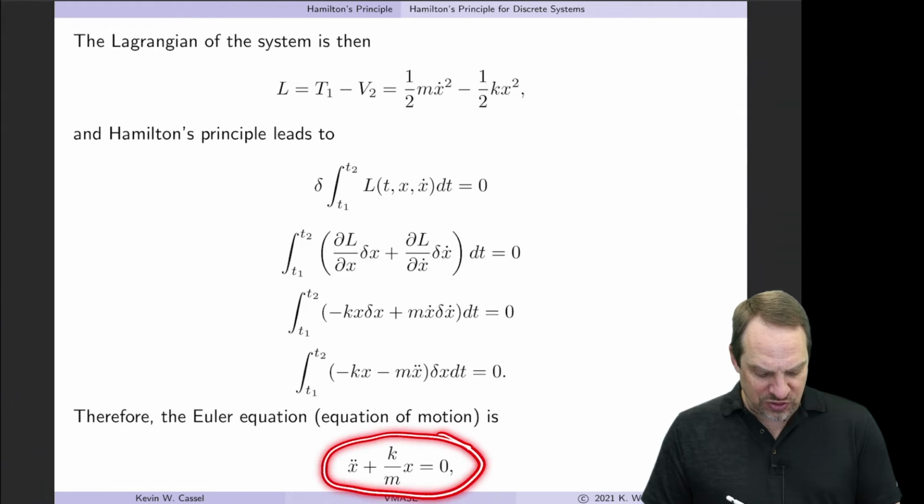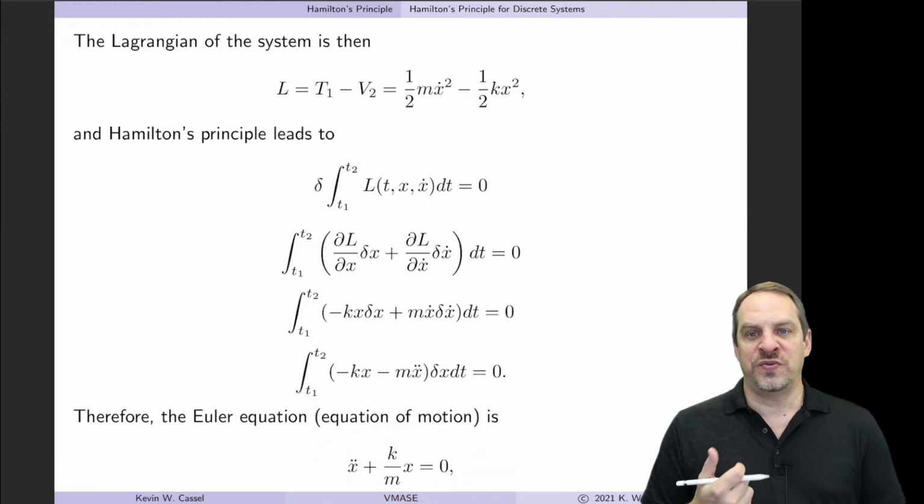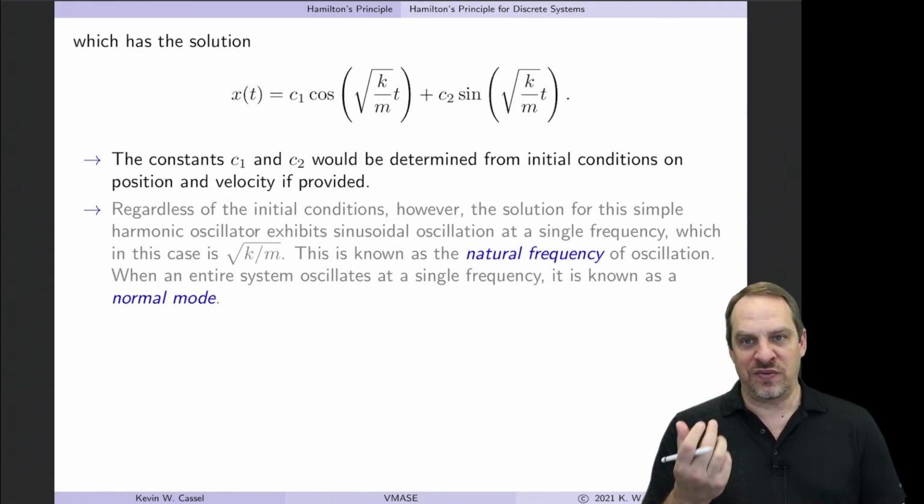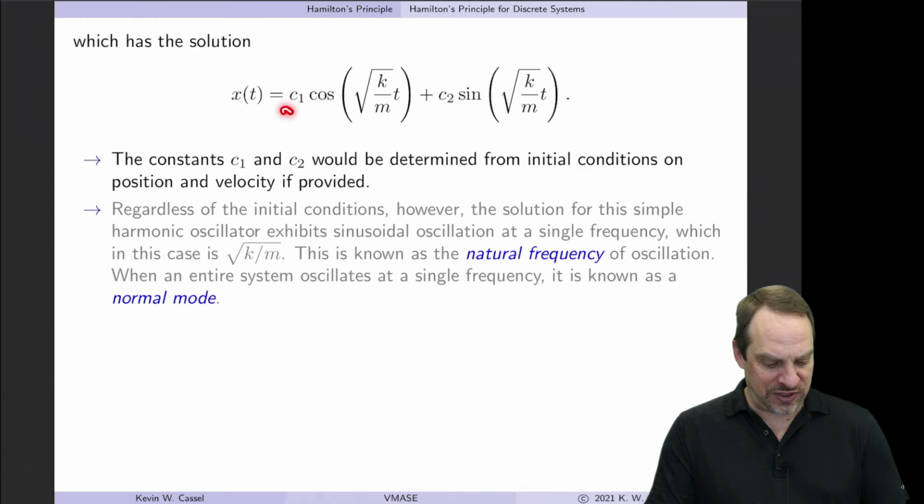Okay, so this is a second order constant coefficient homogeneous equation. We know how to solve that, and we get this as the general solution. Now, I didn't give any initial conditions, so we can't get the C1 and C2 constants of integration, but we get sines and cosines of the square root of k over m times t.